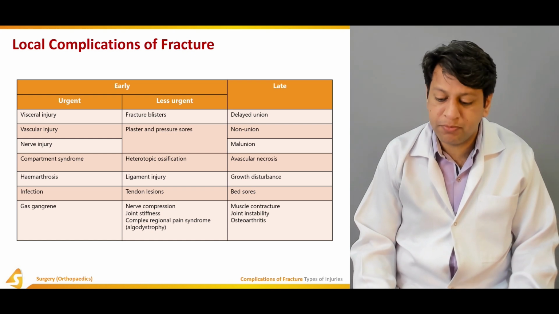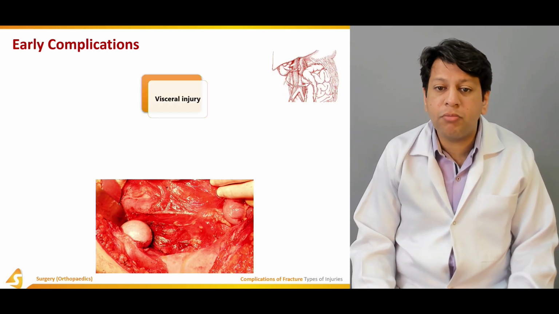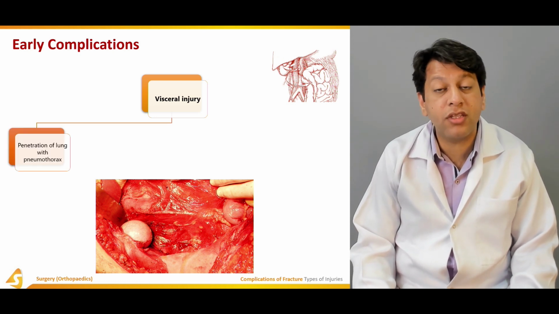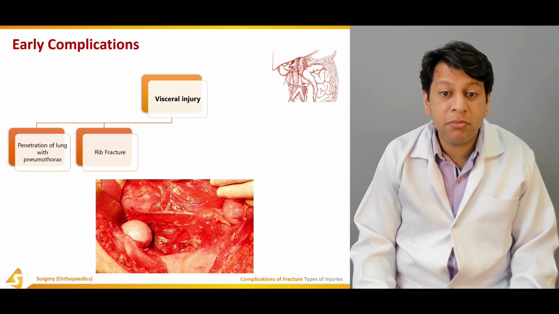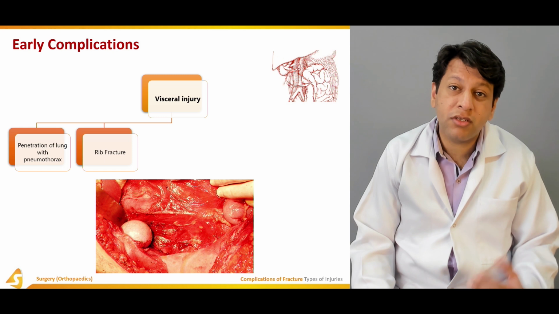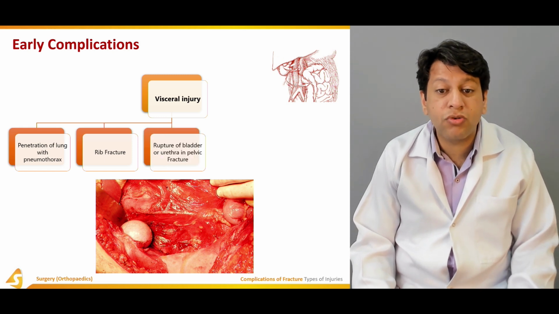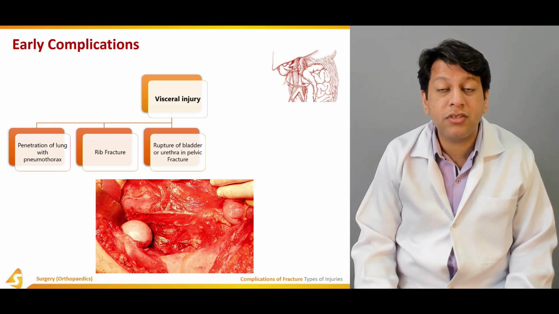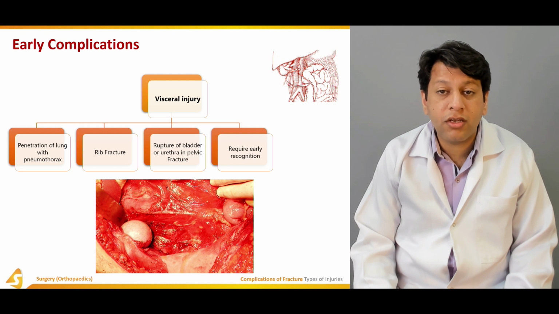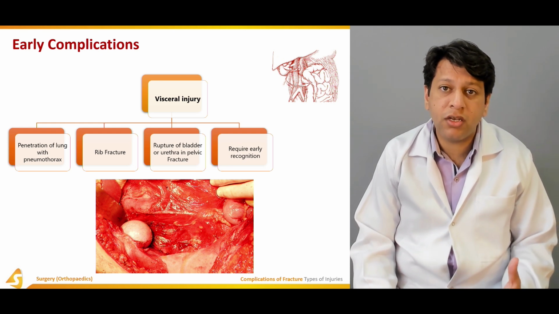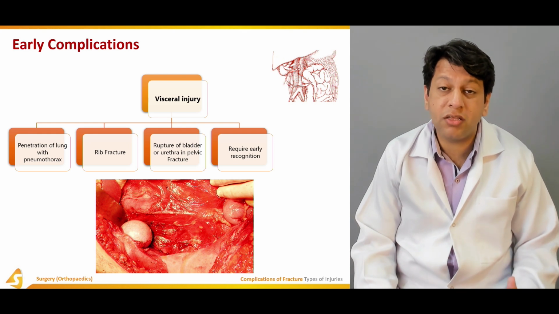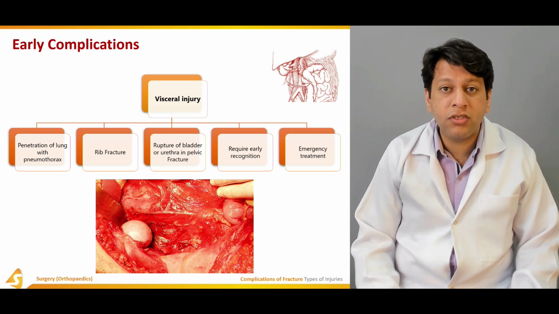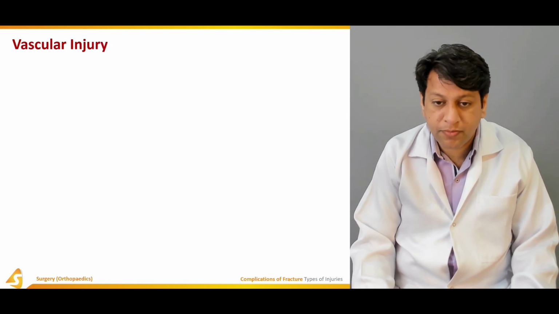Now coming to the early complications, as I told you, the most common is visceral injury, which could be a penetrating injury of the lung with a pneumothorax, or a hemothorax may develop, usually from a rib fracture, which can damage the neurovascular structures as well. Then, especially if it's a pelvic trauma, it could be associated with rupture of the bladder or urethra in the pelvis, and may require early recognition. For example, if there is perineal ecchymosis, scrotal swelling, and blood in the meatus, one must suspect urethral injury, which requires emergency treatment as per ATLS guidelines.